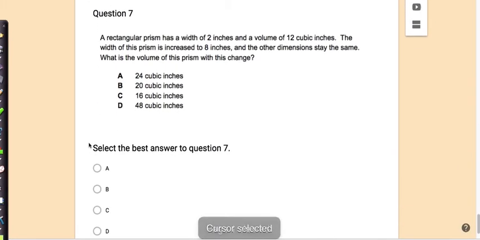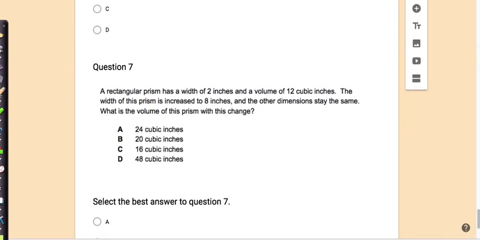Okay, I believe this is the last one. Okay, rectangular prism has a width of 2 and a volume of 12. The width is increased to 8. The other dimensions stay the same. What is the volume of the prism? So you could just look at the width and go, how do I get from 2 to 8? But let's pretend like we don't know how we got from 2 to 8. So let's find the scale factor of the width.